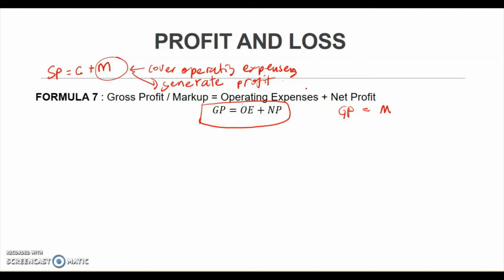The operating expenses here is the expenses for running a business. Cost of running business operation. Okay, so these operating expenses include expenses such as salary, rent, utilities, expenses for advertisements, and so on.